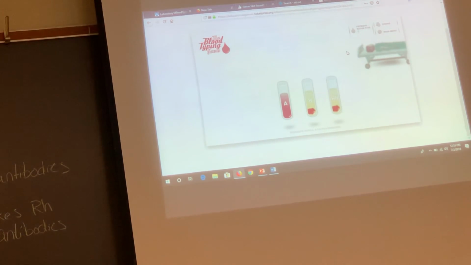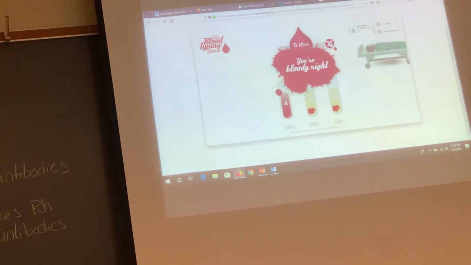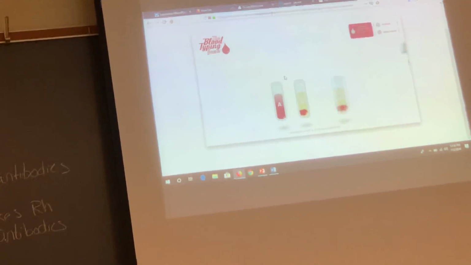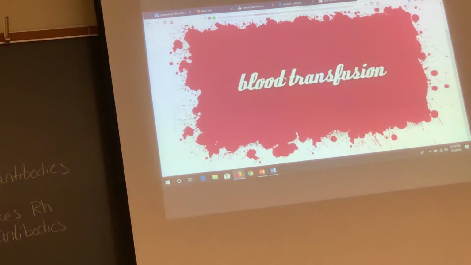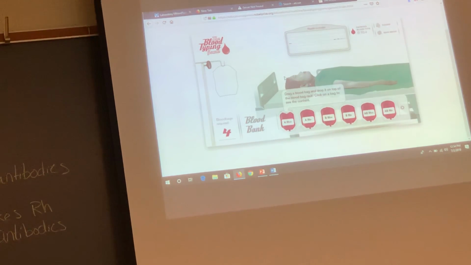Okay, now what's our blood type? B positive. B positive, very good. Why is it positive then? Because there's an agglutination reaction in RH. If there's one in RH, then it's always positive? Yes. Wherever you have an agglutination, that's what your blood type is. If there's not, it's negative.